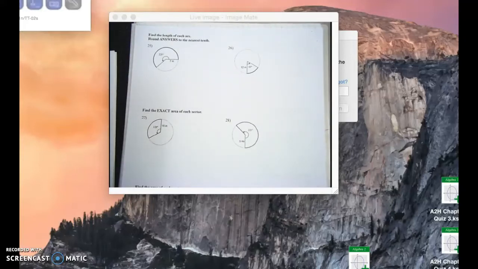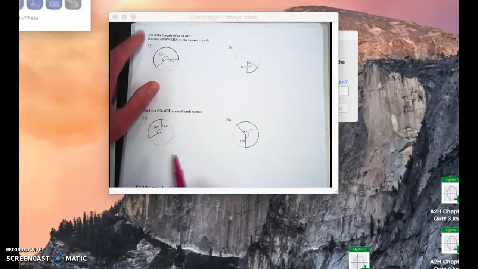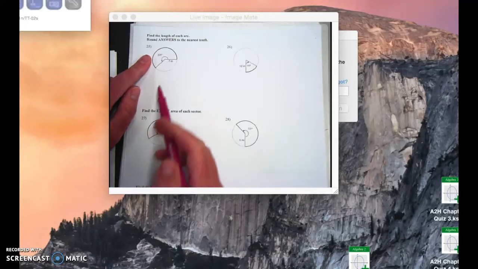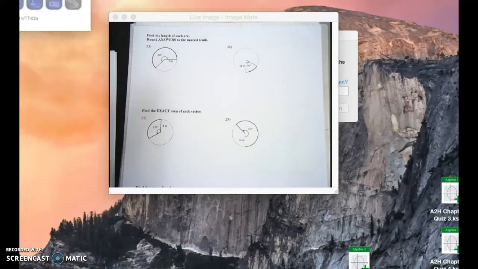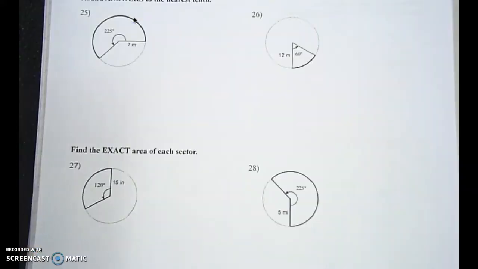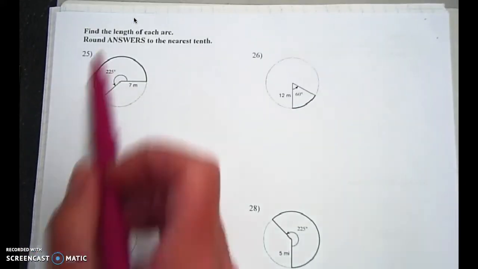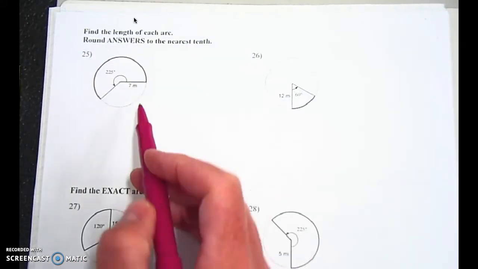So today we're looking at the Chapter 9 practice test for geometry. We are on page 6. Up at the top, number 25 says, find the arc length. Find the length of each arc, round your answers to the nearest tenth.